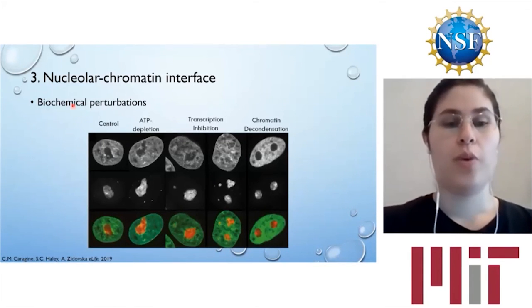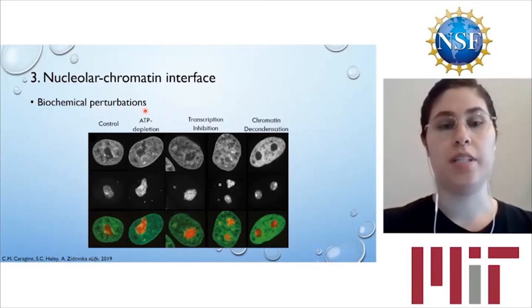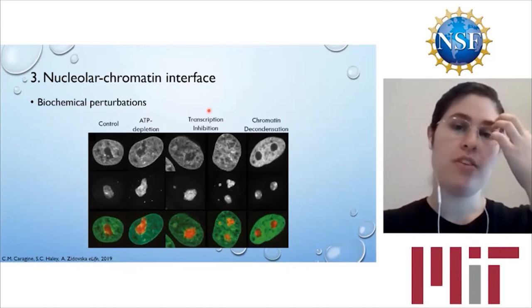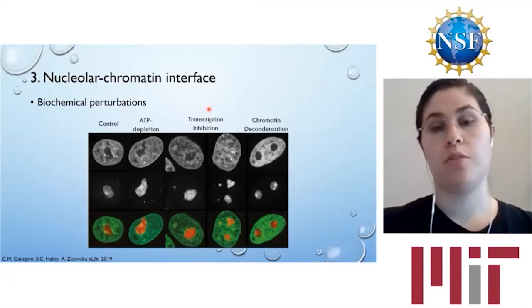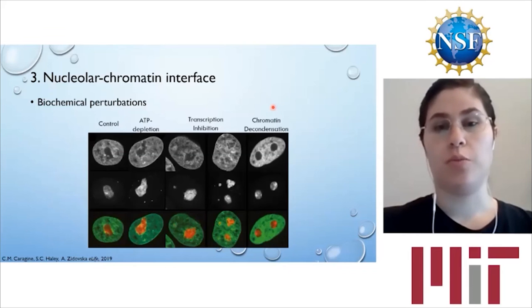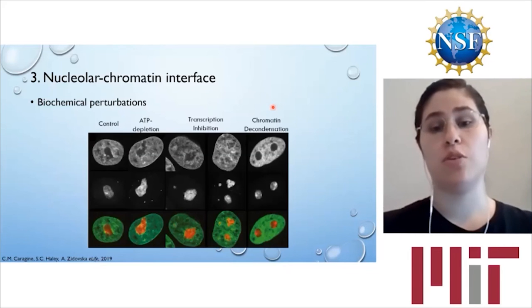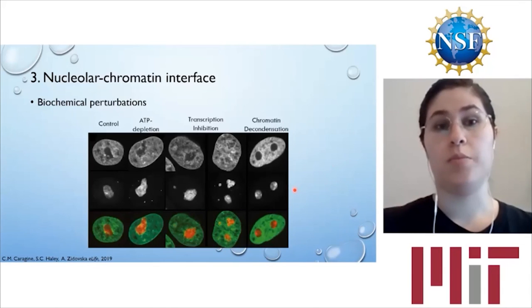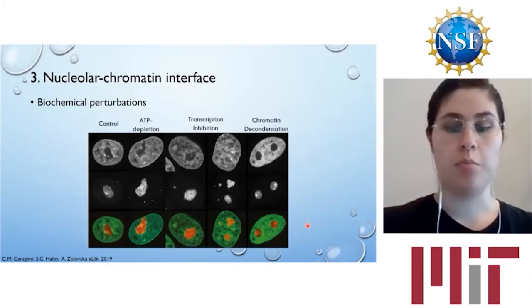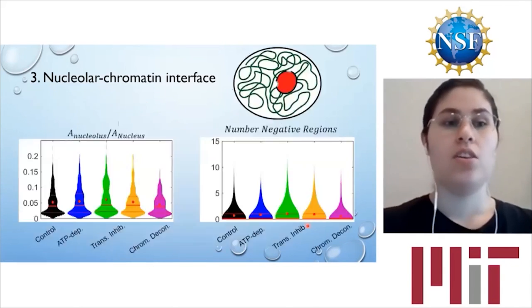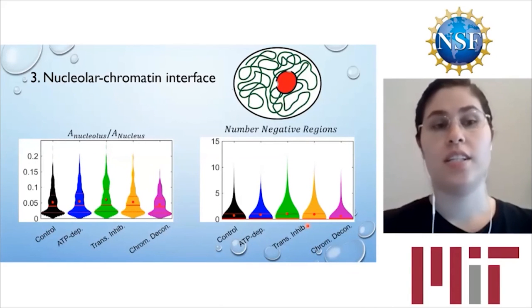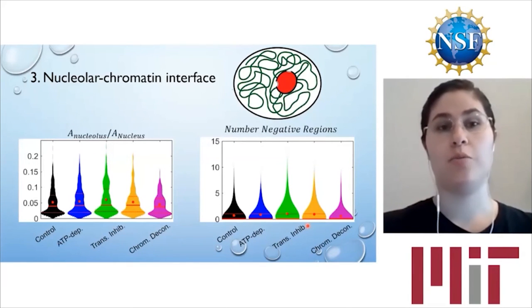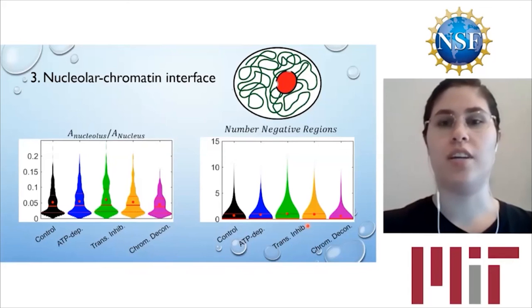So we have different biochemical perturbations here. We have a control, and then we have cells where we depleted ATP. And then we used two different drugs to inhibit transcription. And finally, we looked at a drug which decondensed chromatin. And so in this top row, we have chromatin, in the middle, the nucleoli, and then the overlays at the bottom. So we measured a variety of quantities, but I'll tell you about two today, which were the most striking results.